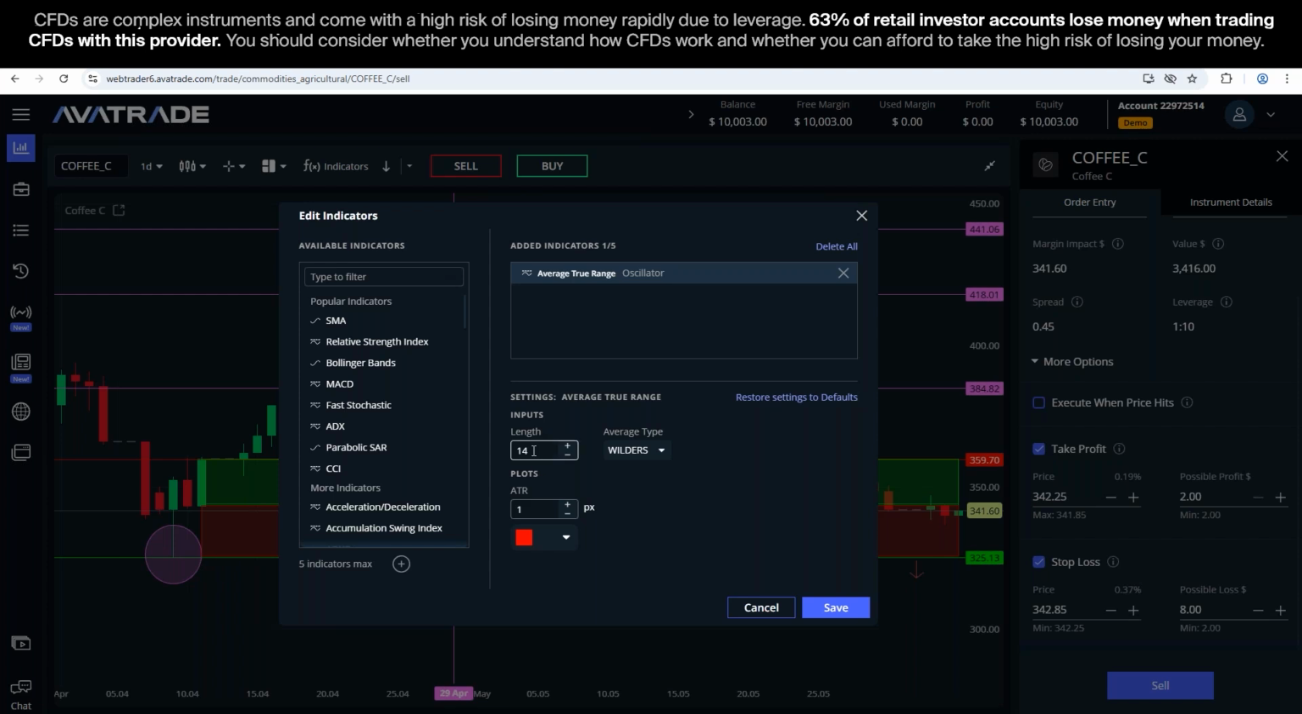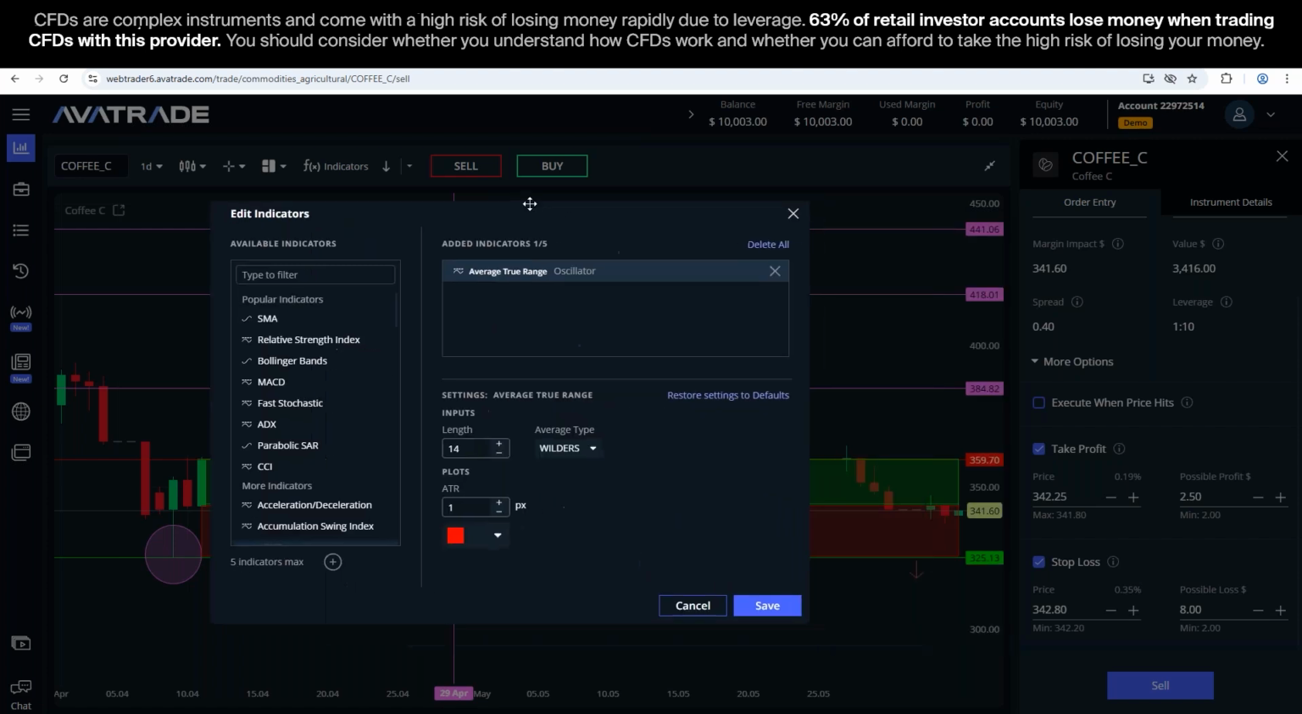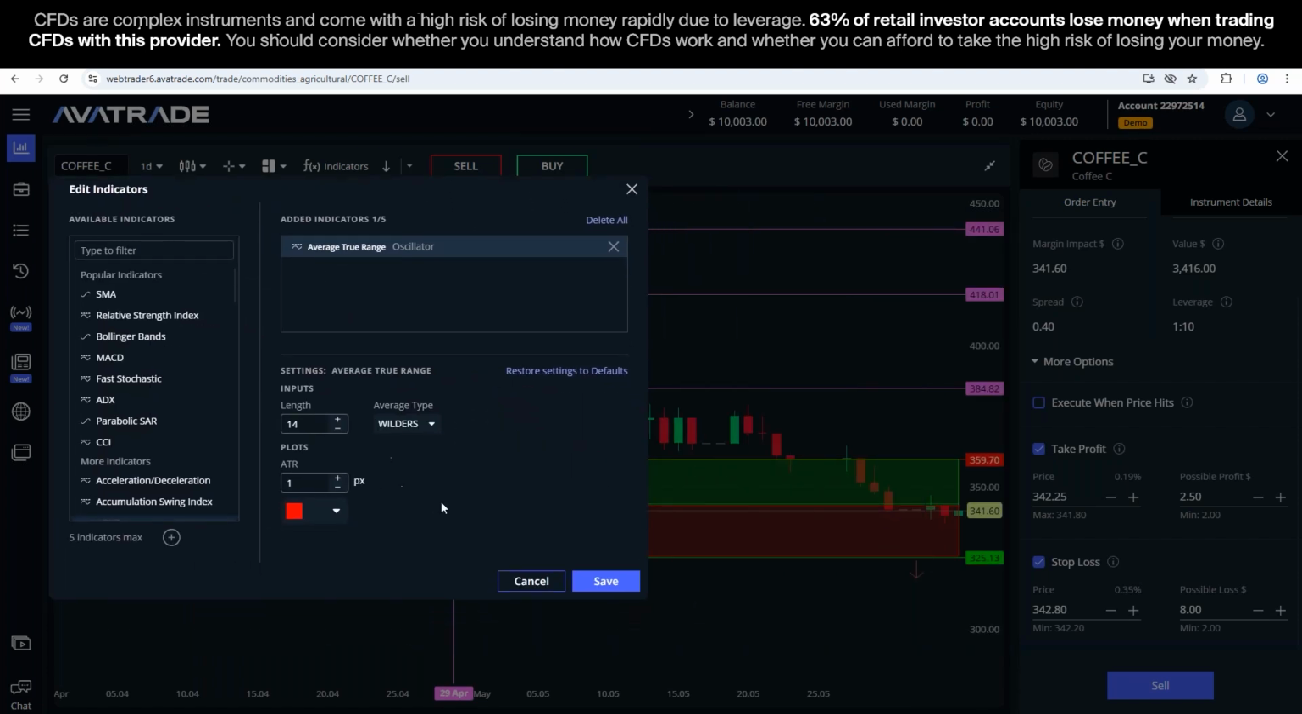The reference for the length is what's displayed on the chart. So if we're looking at daily candles, this 14 will be 14 days. If we were looking at weeks, this would be 14 weeks. If we were looking at minutes, it would be 14 minutes. The length is what allows us to determine how far back we want to go.